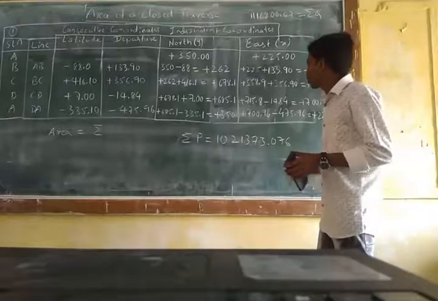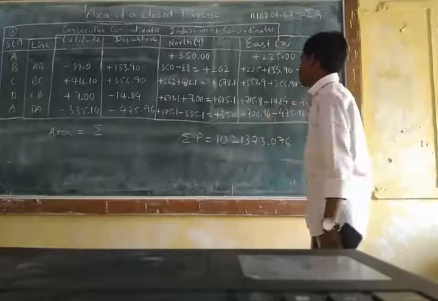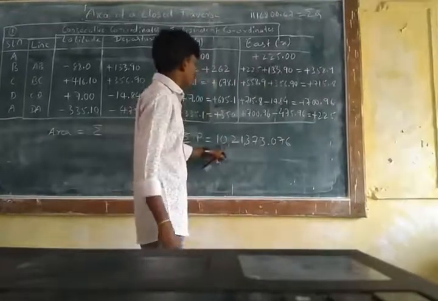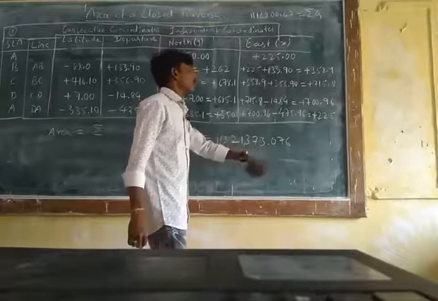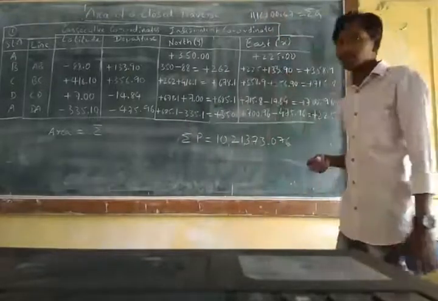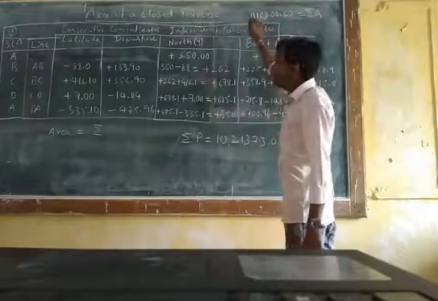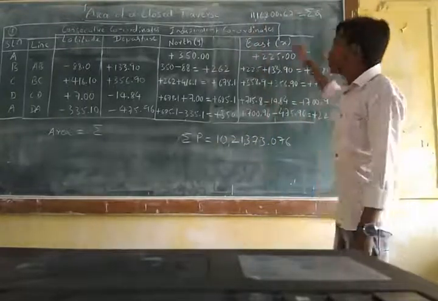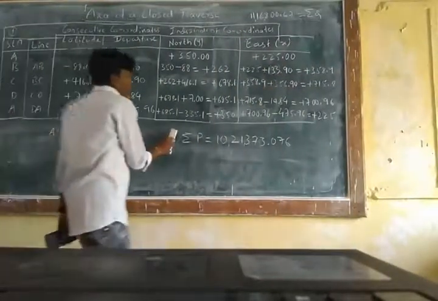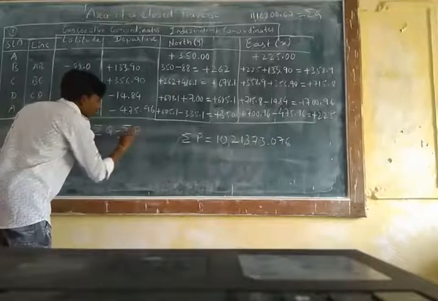Now look at the values. This is 10,21,373.076, and here it is 11 lakh. So the P value is 10 lakh and the Q value is 11 lakh. So obviously summation of Q is larger. Now the formula will be summation of Q minus summation of P, divided by 2.